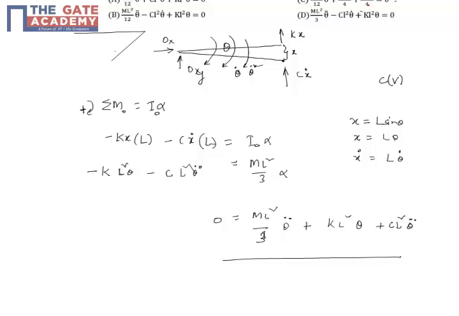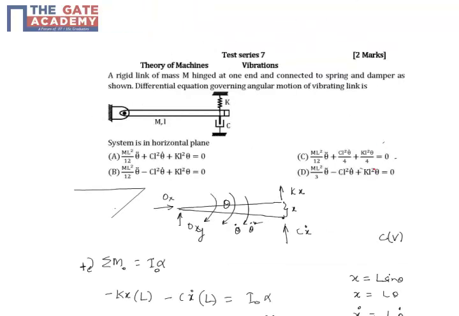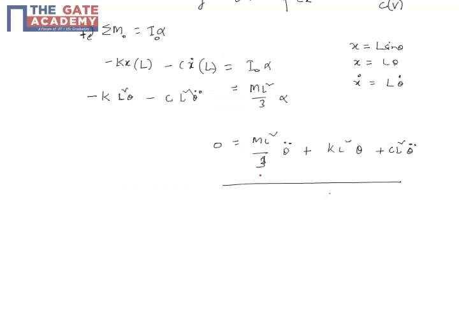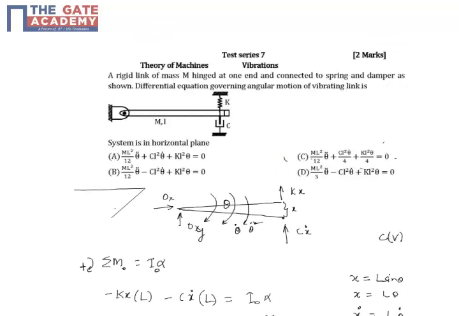If you compare with the given answers, let's look at the options. Option C and whatever we got look the same, because they have just divided the entire thing by 4. Dividing the entire thing by 4 can be done without loss of generality. So kL square by 4 theta plus cL square by 4 theta dot is the same as option C. So the answer is C.